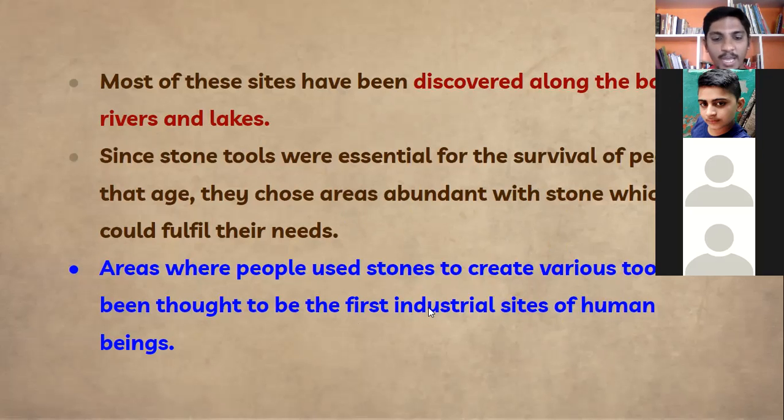It's like a word. Today we have quarries. We have stone quarries, everything we have. So like that, at that time the people lived nearby this area of abundant stones because in that area they used to make tools. The area where they used to make tools is considered to be the first industrial site. Is it clear now? Yes, sir.